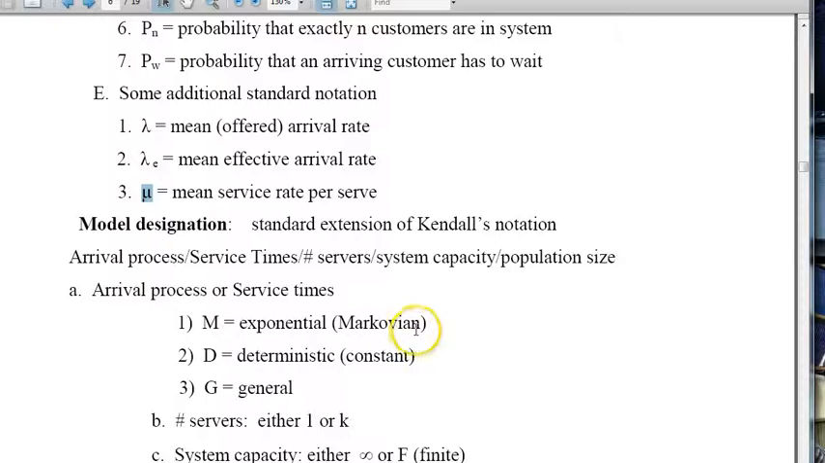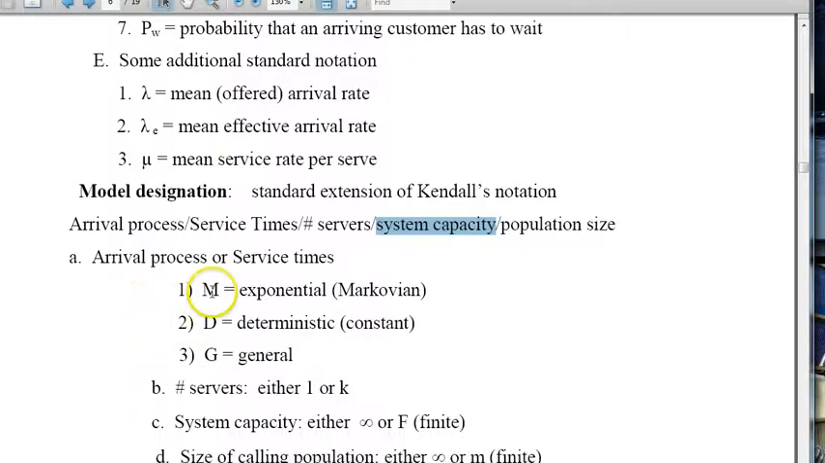So model notation. Since we have so many queuing models to work with, Kendall in the 1950s developed this nice notation to distinguish between different queuing models. Basically, in the first place he gives a designation for the arrival process. In the second place he gives a designation for service times. Then he gives the number of servers and the system capacity, which means the queue and server, and the population size.